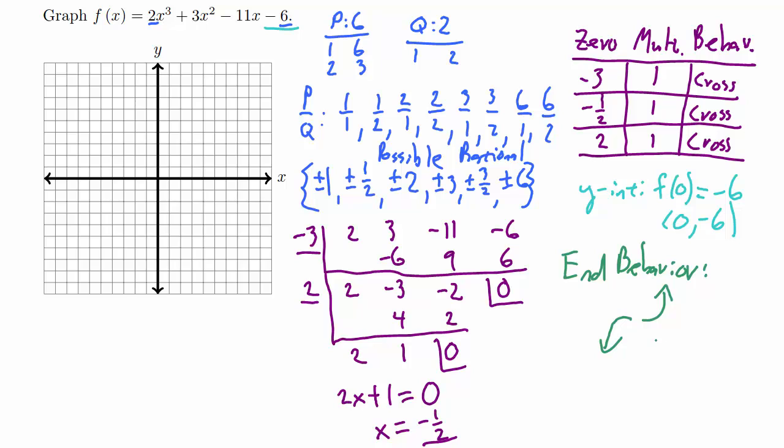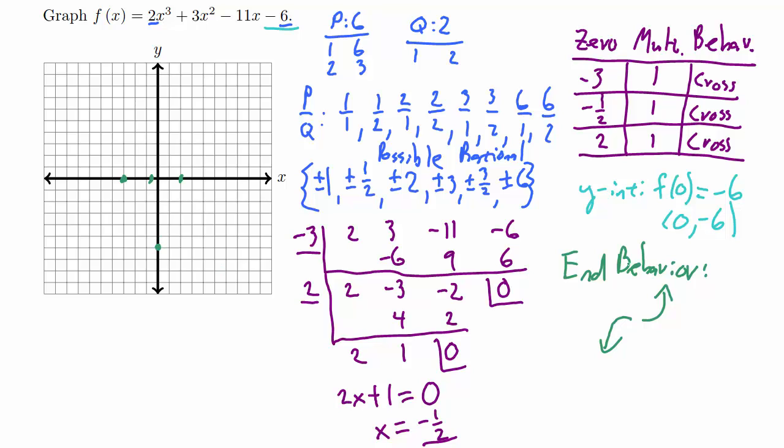Fantastic. Now we have everything we need in order to graph this. So I'm going to graph the negative 3. 1, 2, 3. Graph the negative a half. Right there. Graph the 2. And graph my y-intercept, (0, negative 6). 1, 2, 3, 4, 5, 6.